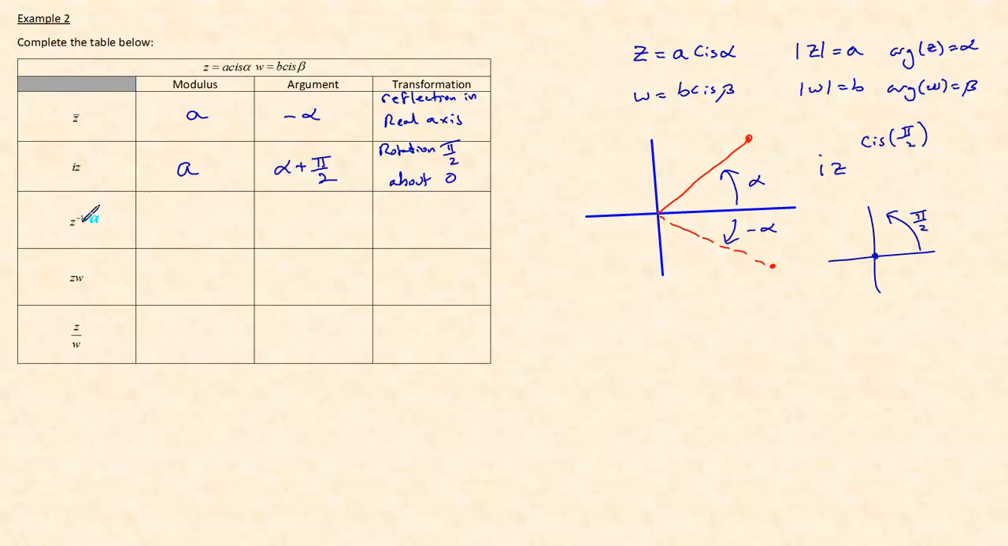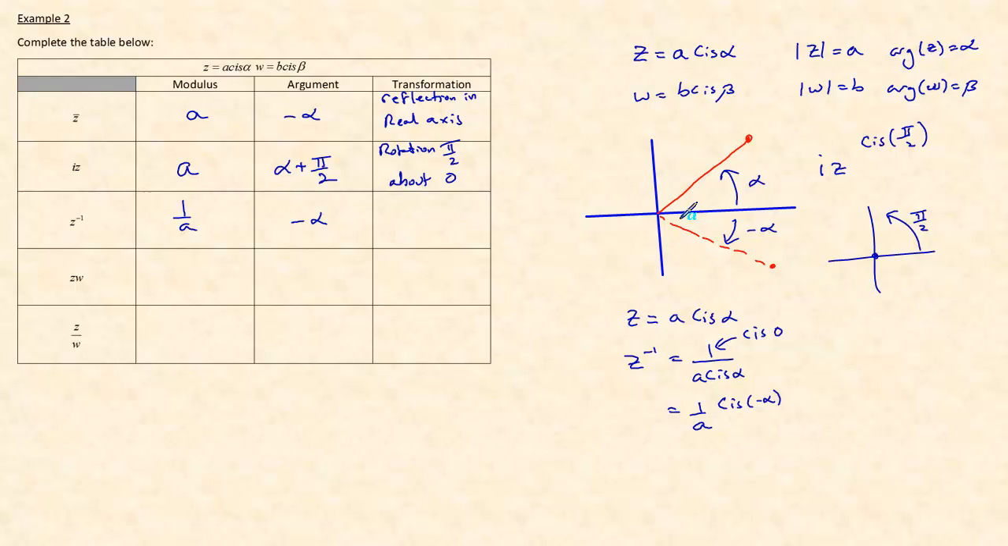Now for Z to the negative 1. Well, Z is A cis alpha. Z to the negative 1 is 1 over A cis alpha. So from what we know about dividing complex numbers, remember that 1 is cis 0, it's 1 over A cis negative alpha, 0 take away alpha. So that's going to be 1 over A, and the argument will be negative alpha.